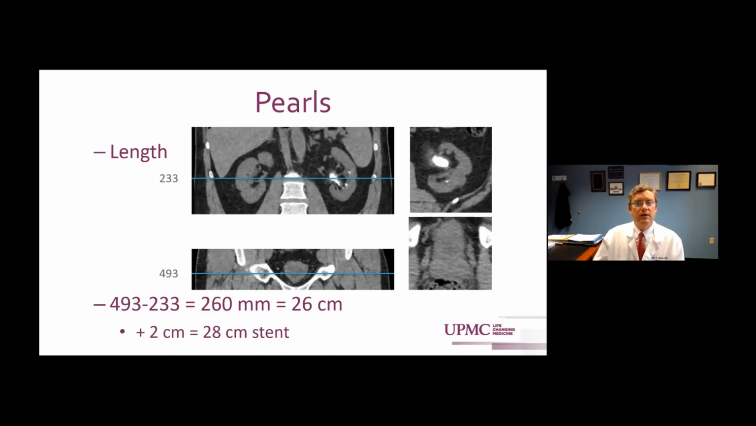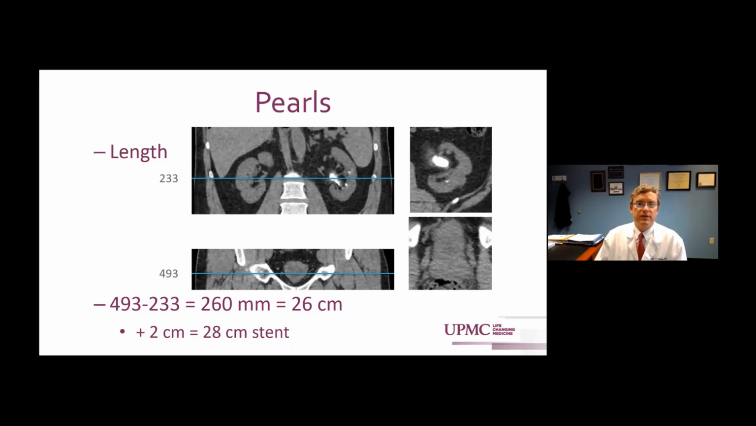And here's just to make it a little clearer, I can only remember things if I see it in pictures. Here's a patient we just did last week who, if you see the slice number right at the renal pelvis, middle of pelvis is 233. The slice right at the UVJ is 493. And you can see I put that right at the bottom of the bladder. These are the axial corresponding images. And you just subtract 493 minus 233, you get 260 millimeters. That's 26 centimeters. And then you add about 2, you put a 28 centimeter stent in, and that worked well for this patient.